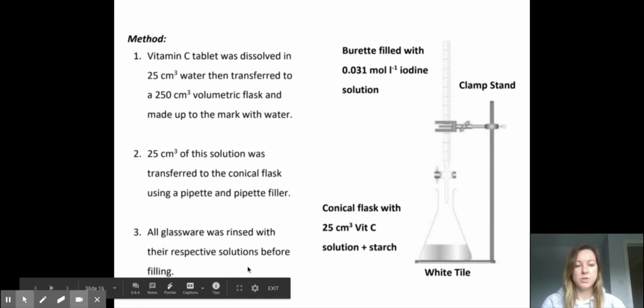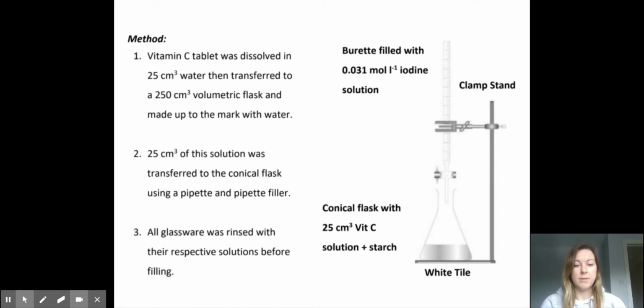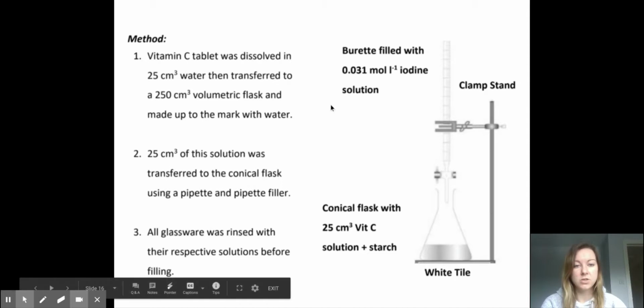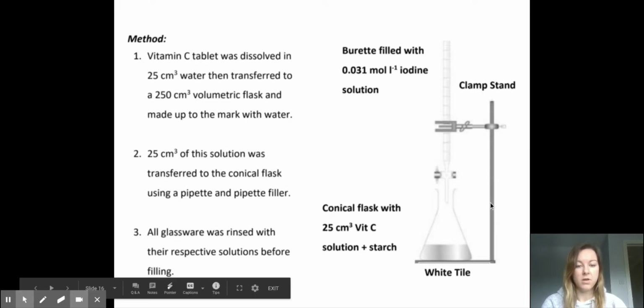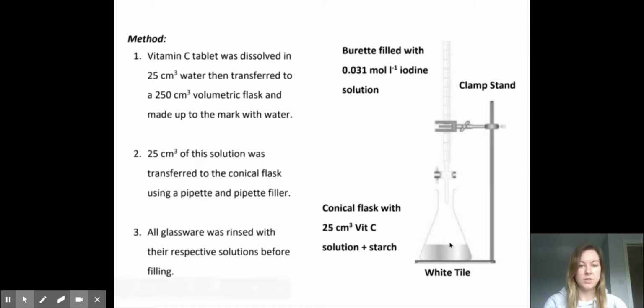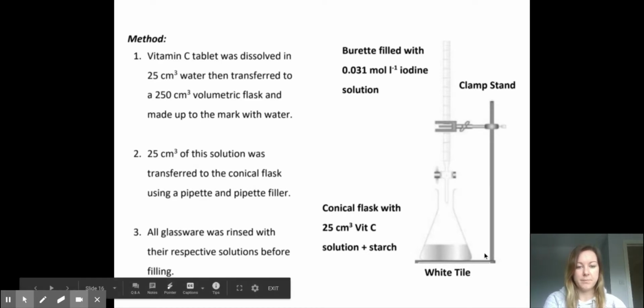That is something you can do to make your titration more accurate, in case any of the glassware has been washed and not dried, it might have some drops of water in it. If you rinse the burette with your iodine solution just through once and then fill it up, then that means that there is only iodine solution in your burette. The conical flask contains 25 centimetres cubed of vitamin C and starch. So remember, starch is there because it is the indicator of the end point.